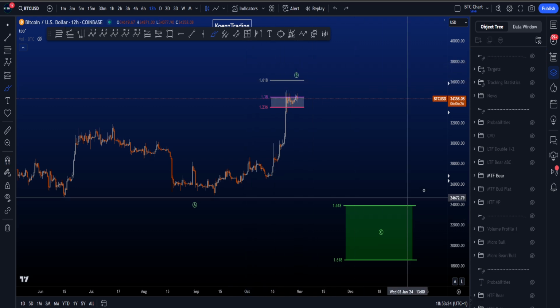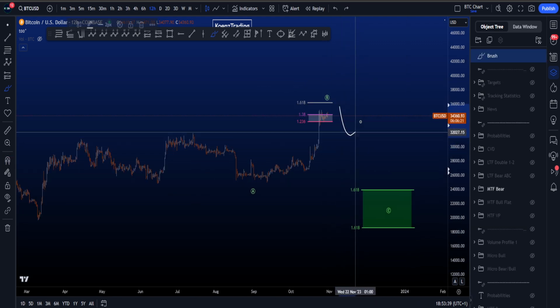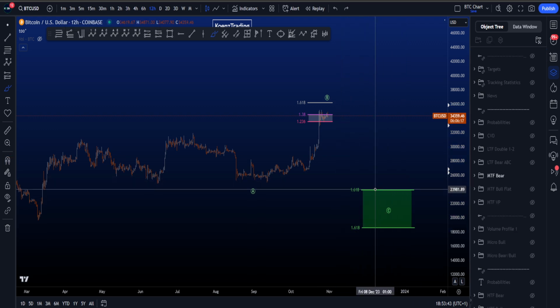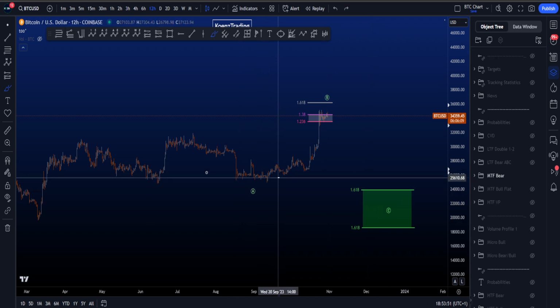at 36.1k. For a wave C, you then want to see an impulse to the downside, 1, 2, 3, 4, 5 wave move, where the two 1.618s are an important target, which gives us an area between 23.9k and 18.6k, which means also the Bybit wick will then be filled and the double bottom will be taken as well.